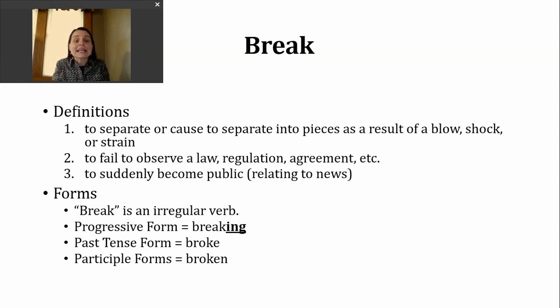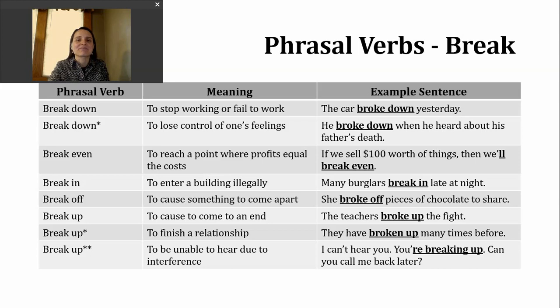Okay? Break is an irregular verb. To make the progressive, all we need to do is add ing, but the past and participle forms have totally different spellings and pronunciations. The past tense form is broke, and the participle form is broken.